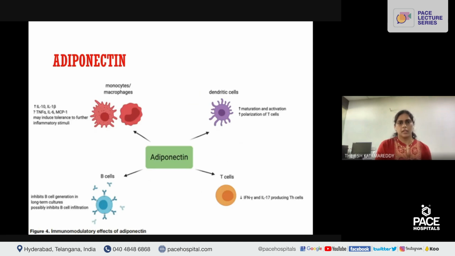Adiponectin is the opposite. It acts upon macrophages, dendritic cells, T cells, and B cells, thereby leading to increased IL-10, and decreased IL-1 beta, tumor necrosis factor alpha, IL-6, and MCPs. It inhibits B cell generation in long-term cultures, and possibly inhibits B cell infiltration also. It helps in increasing the maturation and activation of dendritic cells. And adiponectin levels are decreased in the metabolic syndrome, thereby leading to a pro-inflammatory condition.